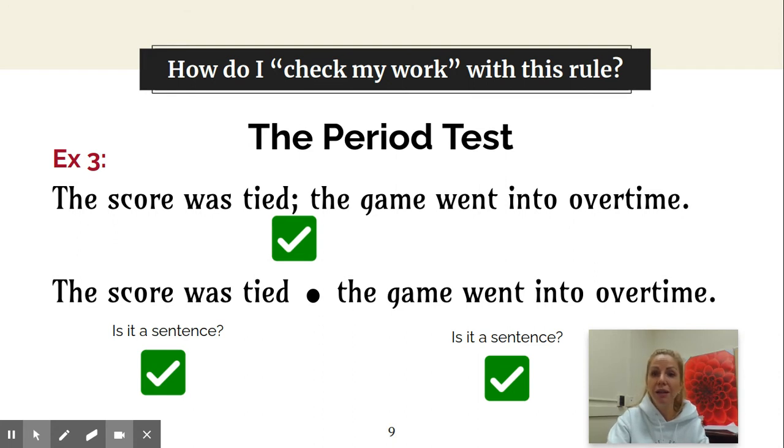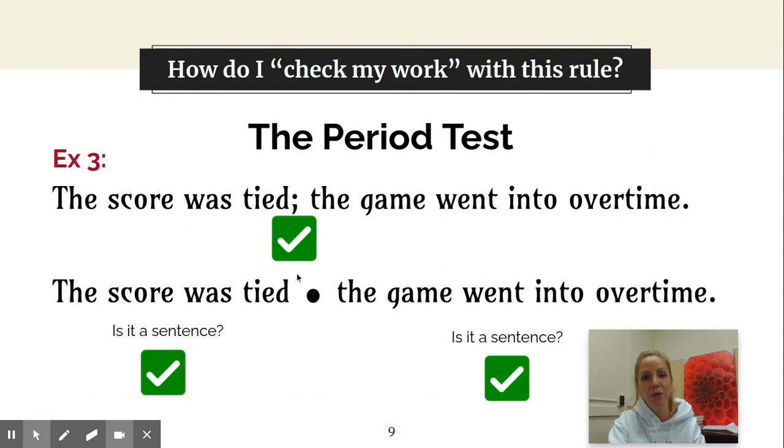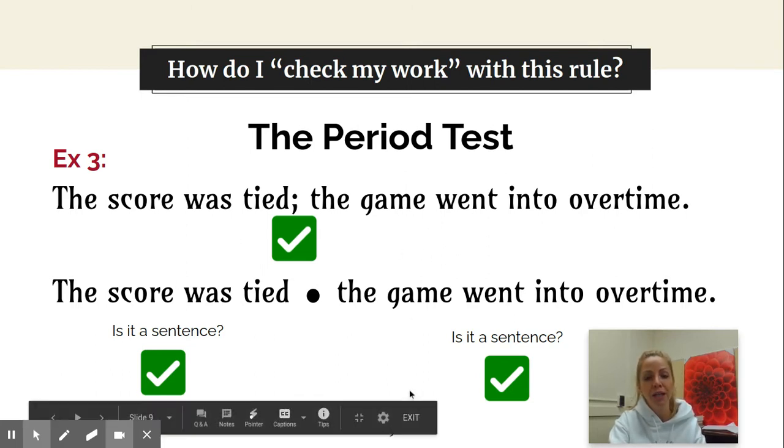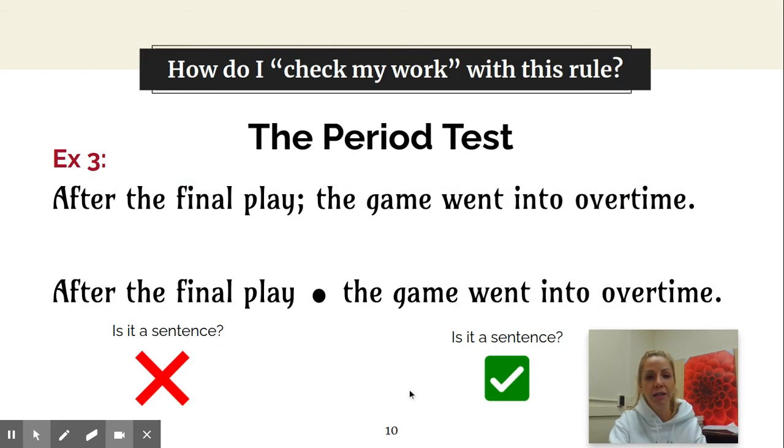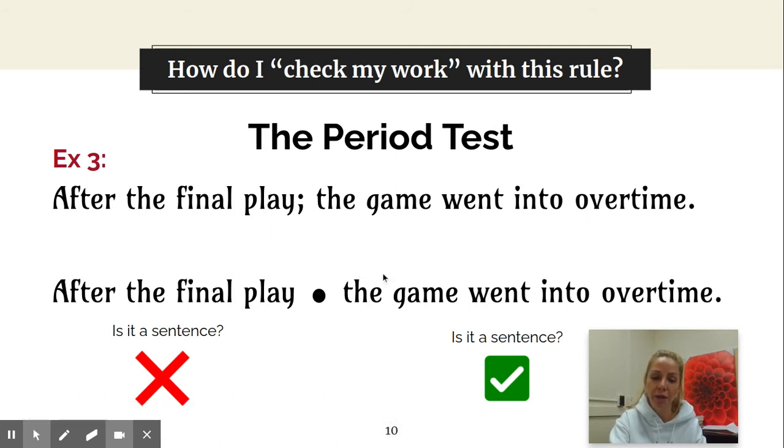Remember, to be an independent clause, it has to have a subject and a predicate, right? And it has to be a complete thought. So since both of those are complete sentences, then yes, I am allowed to use a semicolon in between them because they are closely related, okay? Let's take a look at another period test. After the final play; the game went into overtime. Is this a good use of a semicolon?